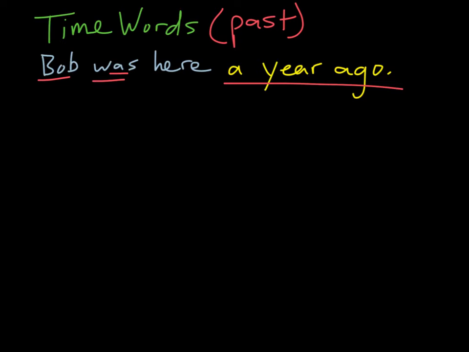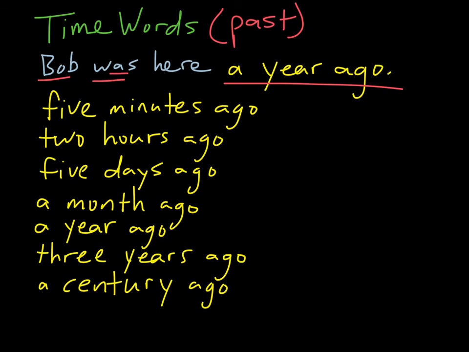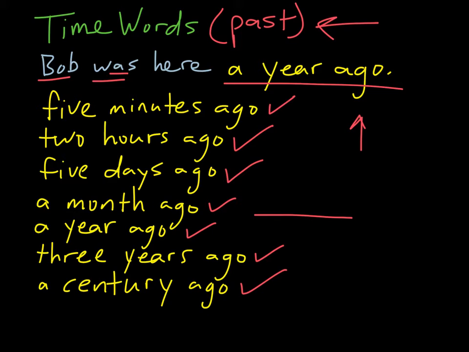We can use a year ago, 5 minutes ago, 2 hours ago, 5 days ago, a month ago, a year ago, 3 years ago, a century ago. You can use all of these to talk about the past with this word ago. It's basically time, then the word ago.